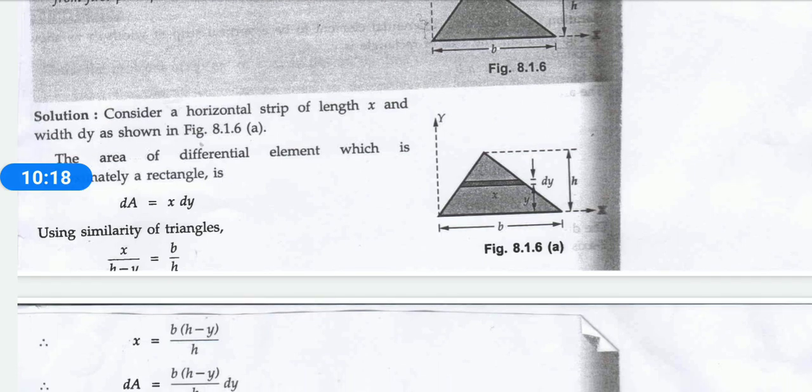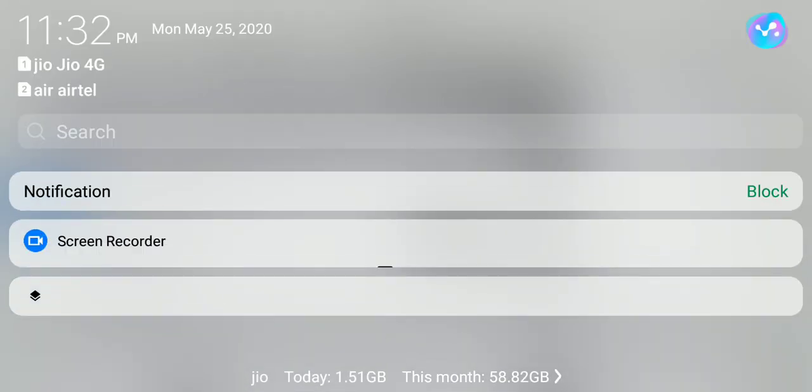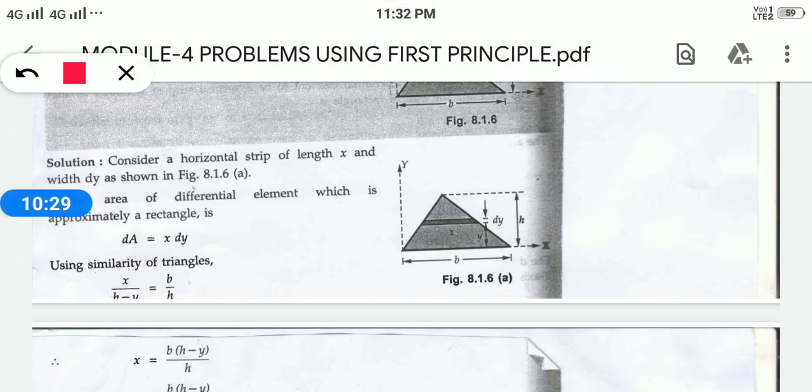So what is the value we need to find now? X we have to find now. So we are using the formula of similarity of triangles. What does that state? Similarity of triangles means the length and your varying length we are taking. So x divided by h minus y will be equal to b divided by h. When you do that, you can easily find your x value, so that your x value will be equal to b into h minus y divided by h. This is your x value.